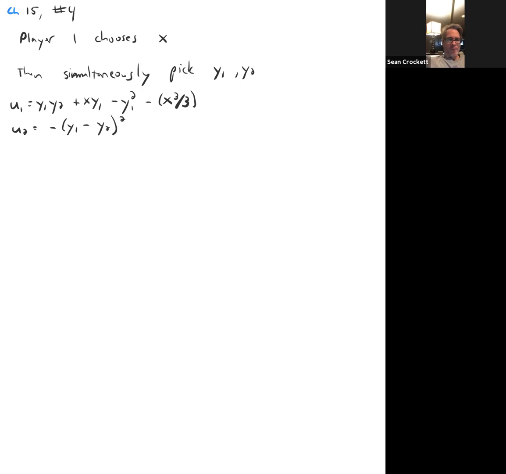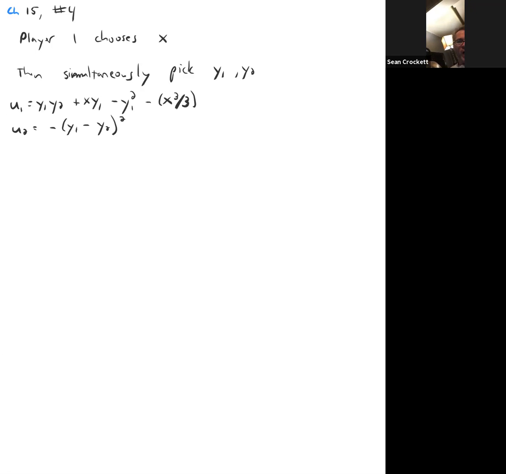So in the second period, when player 1 and 2 both simultaneously move, they both take x as already given, right? So we solve the games from back to front. This is like backward induction. Player 1 can't revise the choice of x once she's making the choice in that second period where she's picking y1 and player 2 is picking y2. So x is already given, so we treat it as if it's a constant.